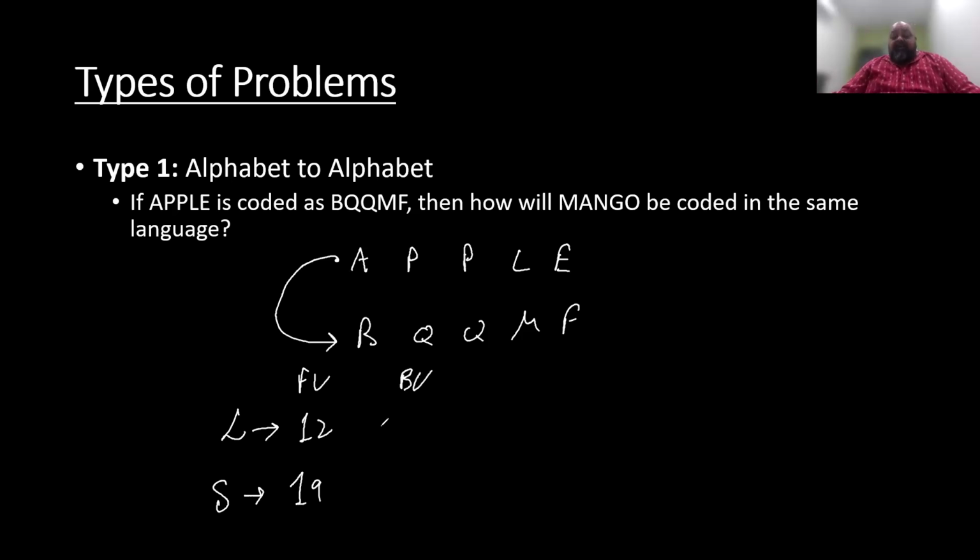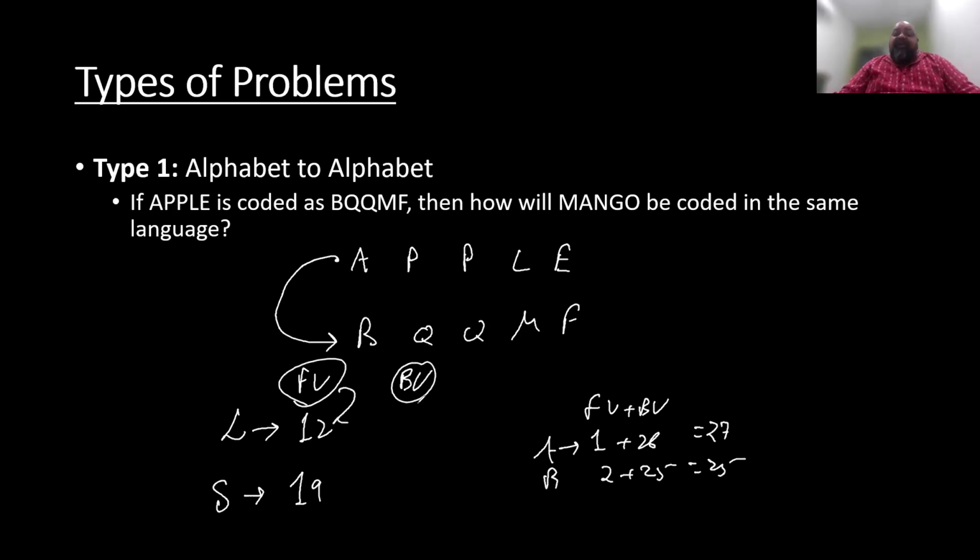Now, counting the forward value is not very difficult. What about the backward value then? The sum of the forward value and the backward value for each alphabet will always be 27. For example, if A is 1, the backward value will be 26. When B is 2, the backward value will be 25, and so on. So if the forward value of L is 12, the reverse value is found by subtracting from 27, so it will be 15. The reverse value of S will be 27 minus 19, which is 8. Does this make sense? Okay with everyone?